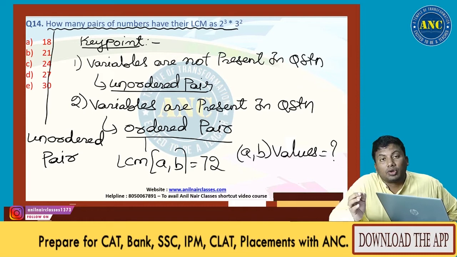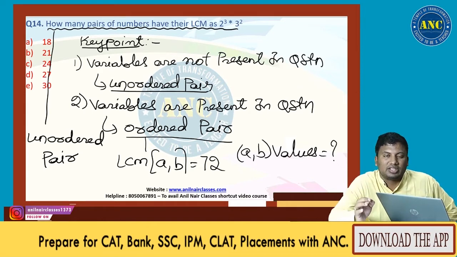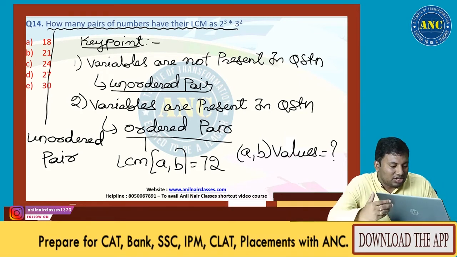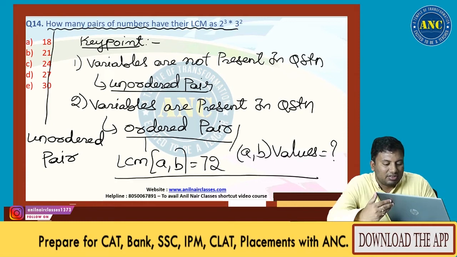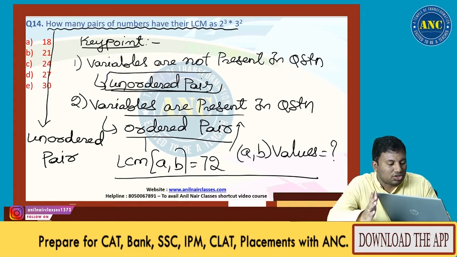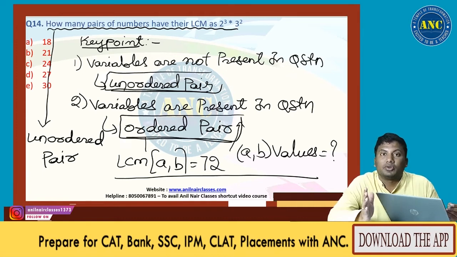The same question can also be asked as an ordered pair like this: LCM of a comma b equivalent to 72. How many values will a comma b take? If it is asked like this, then it is an ordered pair. Here the variables are not mentioned in the question, so it is an unordered pair. I hope you have understood the question, and on what basis we use ordered pair and unordered pair.